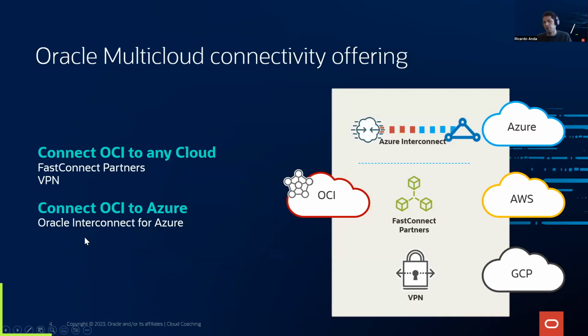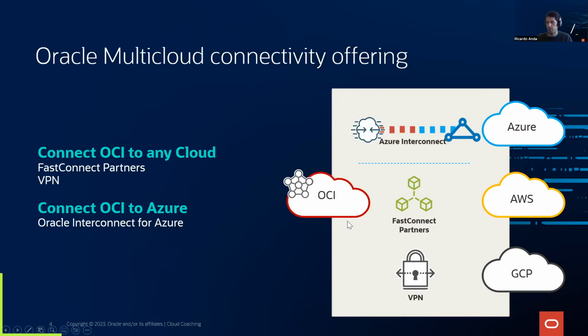Okay, so multi-cloud is much more than connectivity, although of course connectivity is an important part. And here is where we want to explain the options that we offer for connecting different clouds. For example, how you can connect OCI to AWS and GCP. You can use one of our FastConnect partners. FastConnect is the private and dedicated connection that we have to reach an on-prem data center or other clouds. So you can use one of these partners for establishing this private connectivity between the two clouds. The other option, of course, is a VPN.